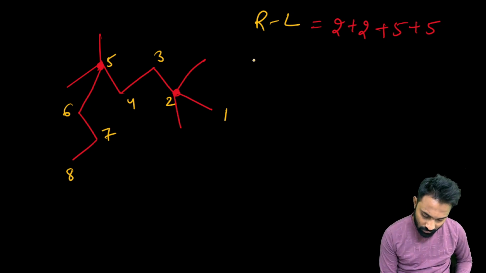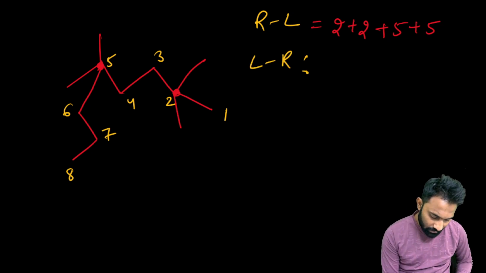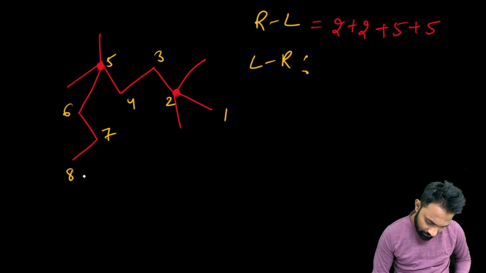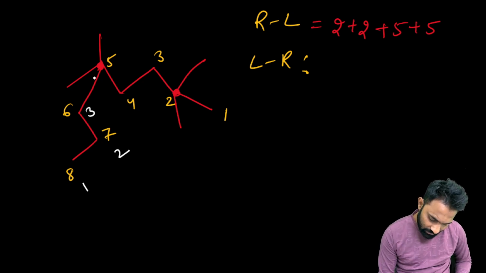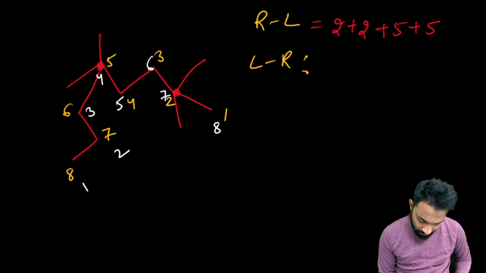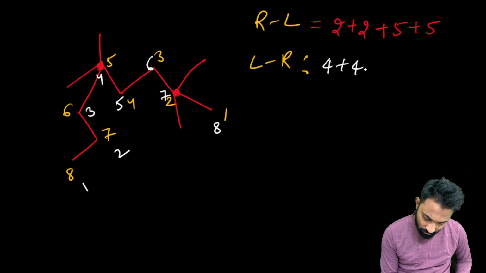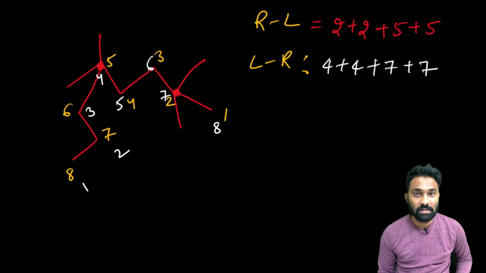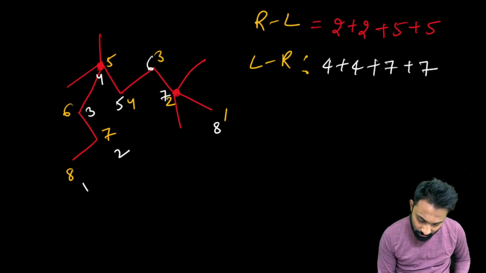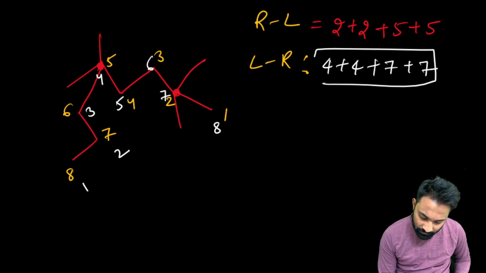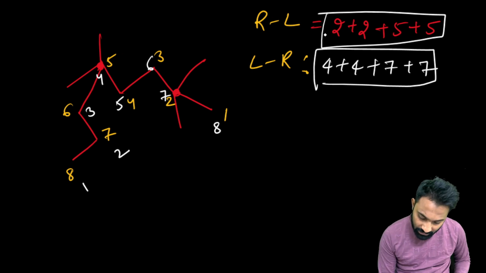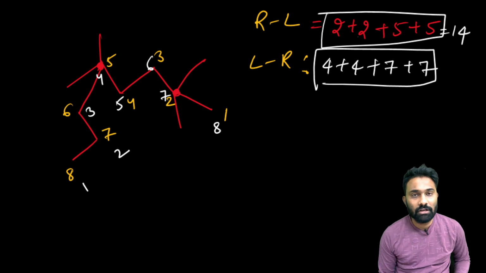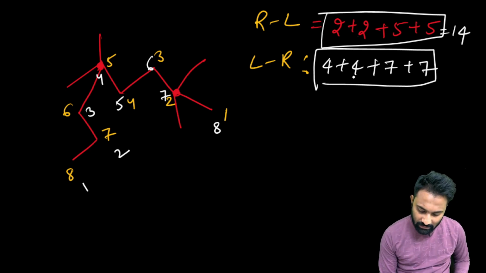Now give the numbering from left to right: here 1, here 2, here 3, here 4, here 5, here 6, here 7, and here it will be 8. Numbering will be 4 plus 4 and 7 plus 7. So now, is the white numbering correct or the red numbering correct? The red numbering will be 2 plus 2, 4, and 10, it will be 14. The locant sum we got is 14. Now the white numbering, 8 plus 14, is giving 22.